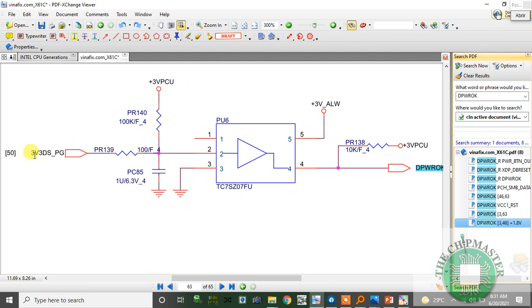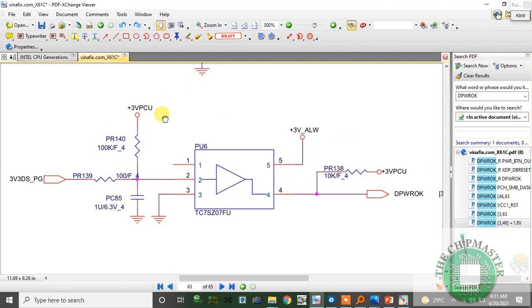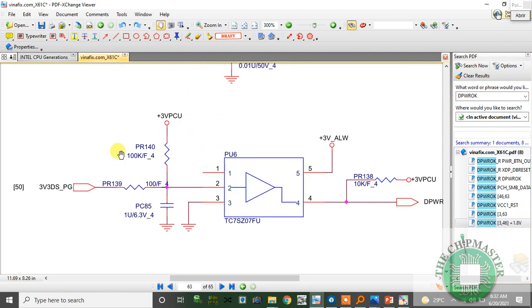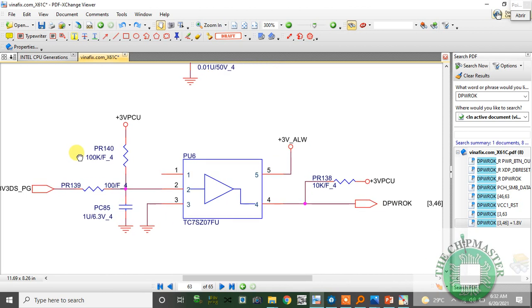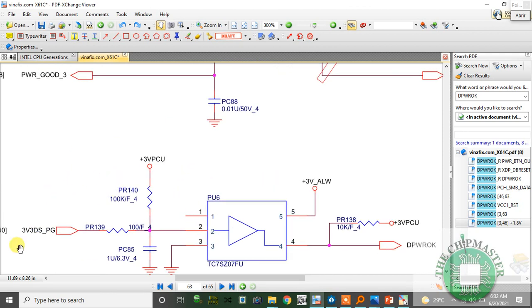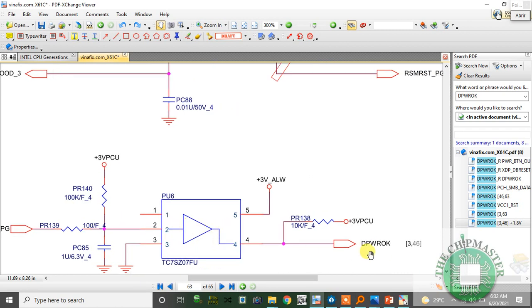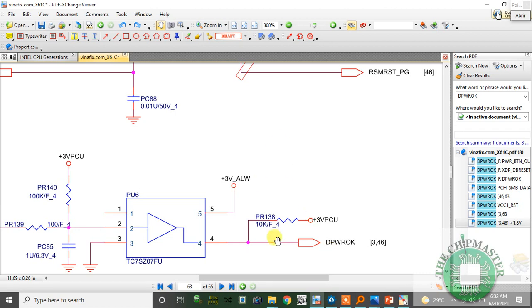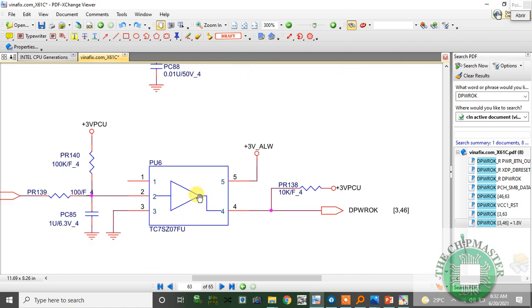So 3DS power board. This board does support the deep sleep. It says 3DS power board, 3-volt PCU output, and then it is coming out to become D power OK. Oh yes, D power OK. Plus 3-volt PC, which is a pull up, is going to the PCH, the CPU, indicating that it is OK.